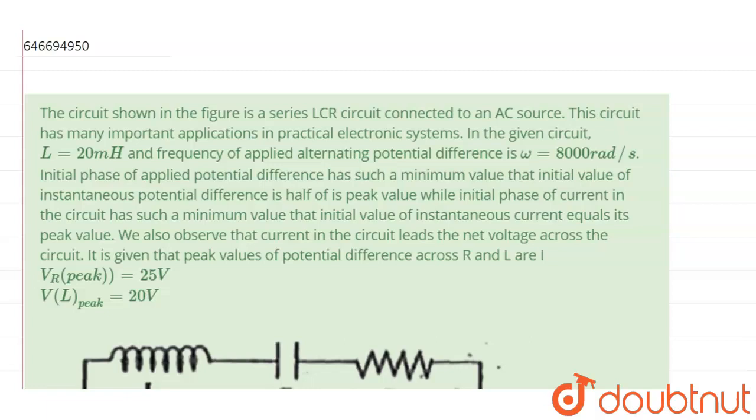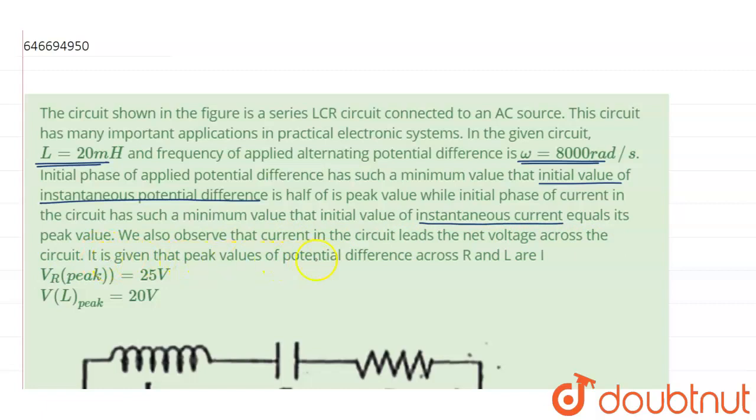So we have an LCR circuit in which we have been given the value of the inductance and the frequency of the applied potential difference. Also, we have been given some information regarding the initial value of instantaneous potential difference and instantaneous current. Then we also observe that current in the circuit leads the net voltage across the circuit. So we know that current is leading in this circuit.